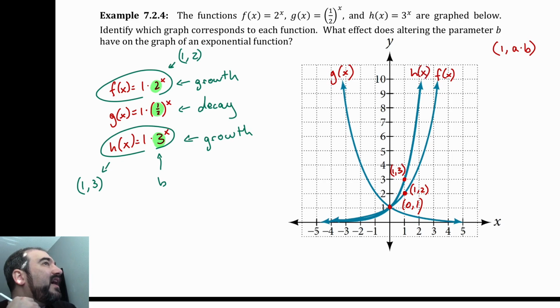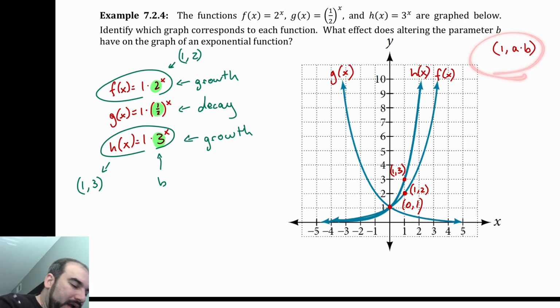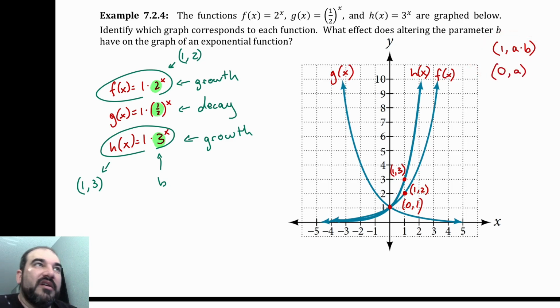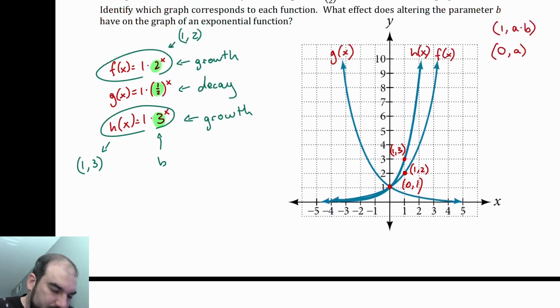All right, so we can identify using the idea of growth or decay as kind of like a first check of which way the graph is supposed to be oriented. Whether it's going up, those are growth, or it's going down, that's a decay. And then after that, you can use your points for 0 comma a or 1 comma a times b. So we have two kind of ideal points that we can look at to determine which one is which.